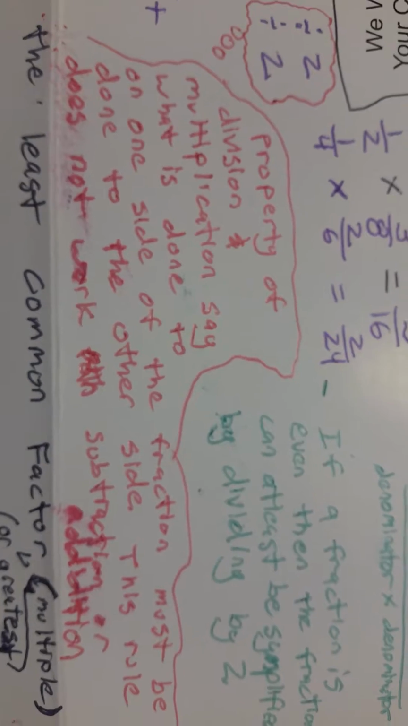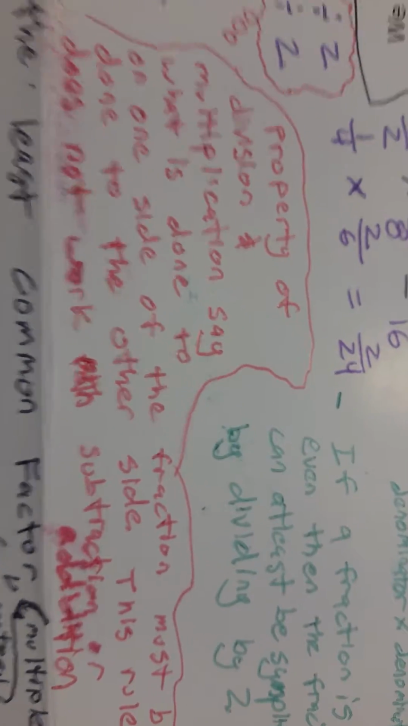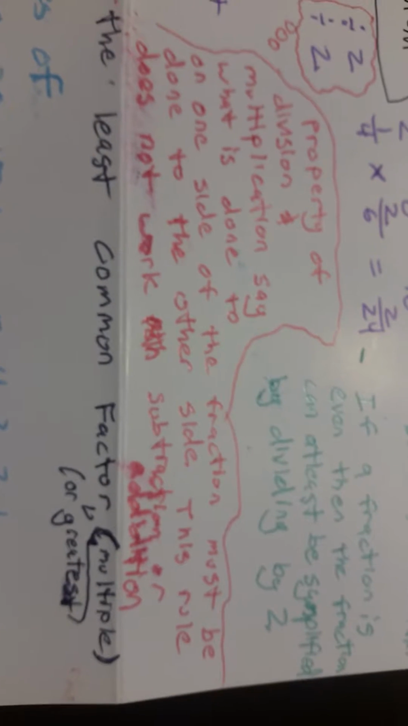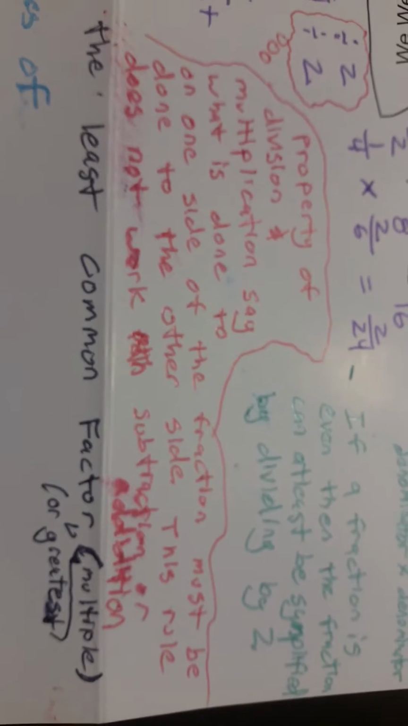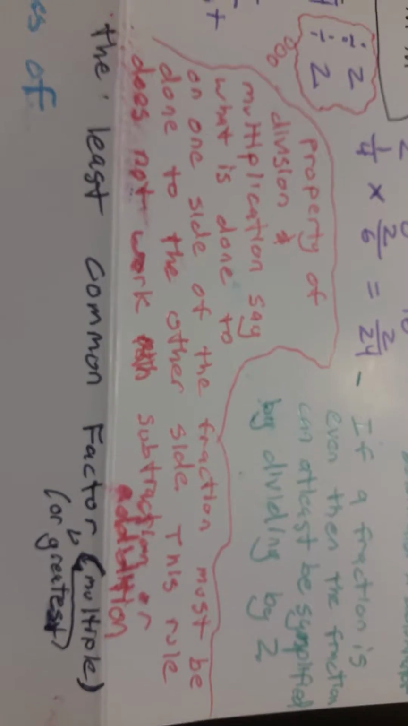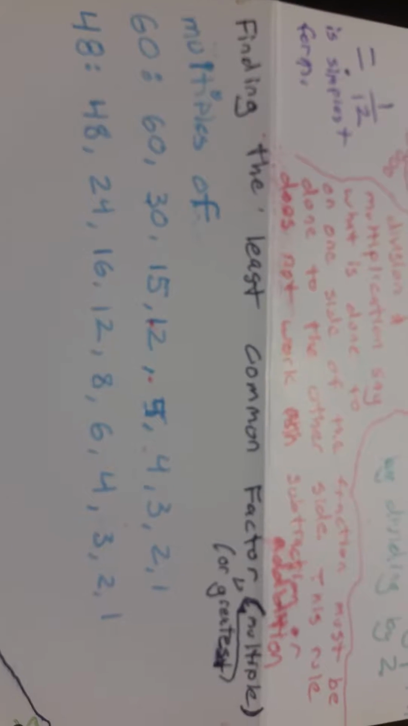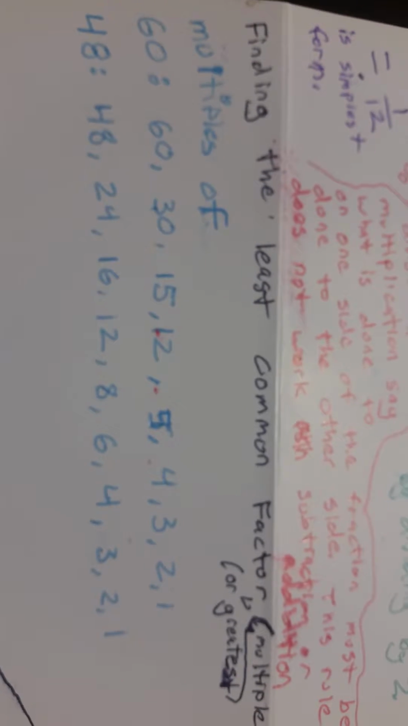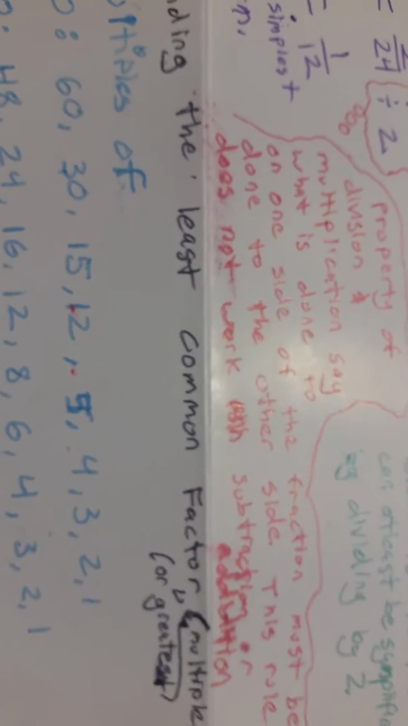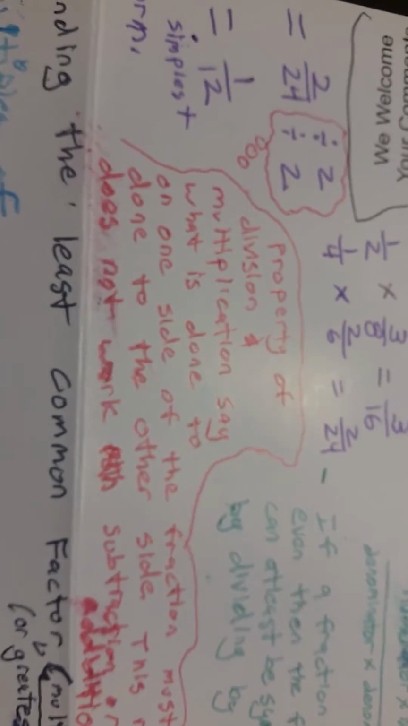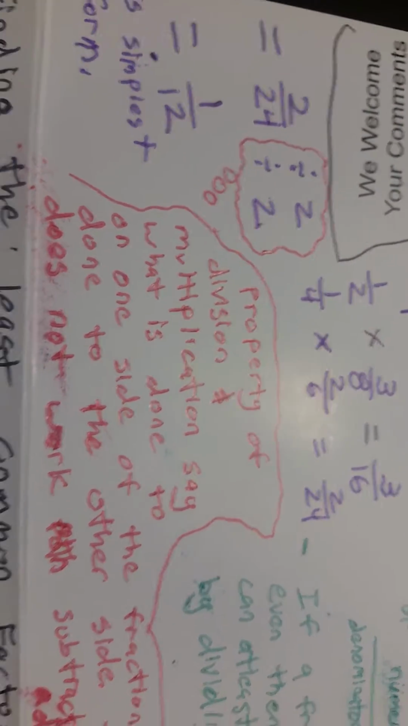Property of division and multiplication says what is done on one side of the fraction must be done to the other side. This rule does not work with subtraction or addition. And that was multiplying fractions. The next step that I am going to teach on fractions is finding the least common factor. So that, or the greatest common multiple, which is what we did here with the 2 to get the simplest form.